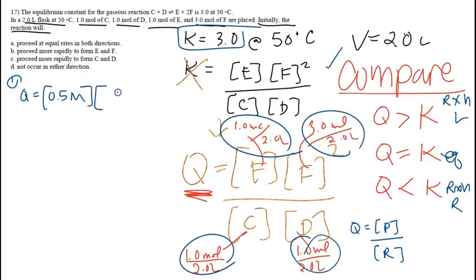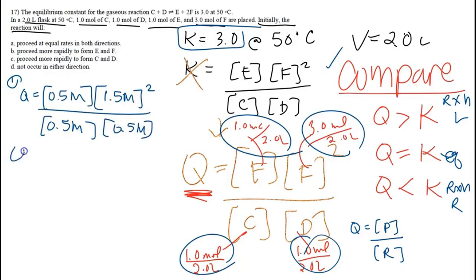And then 3 divided by 2 is going to be the 1.5 molar. This is squared because that was F. And then for C, we're going to have 0.5 molar. And then for D, we're also going to have 0.5 molar. So my Q value, let me go ahead and do this as well. This here, once I square it, is going to be 2.25 molarity squared.